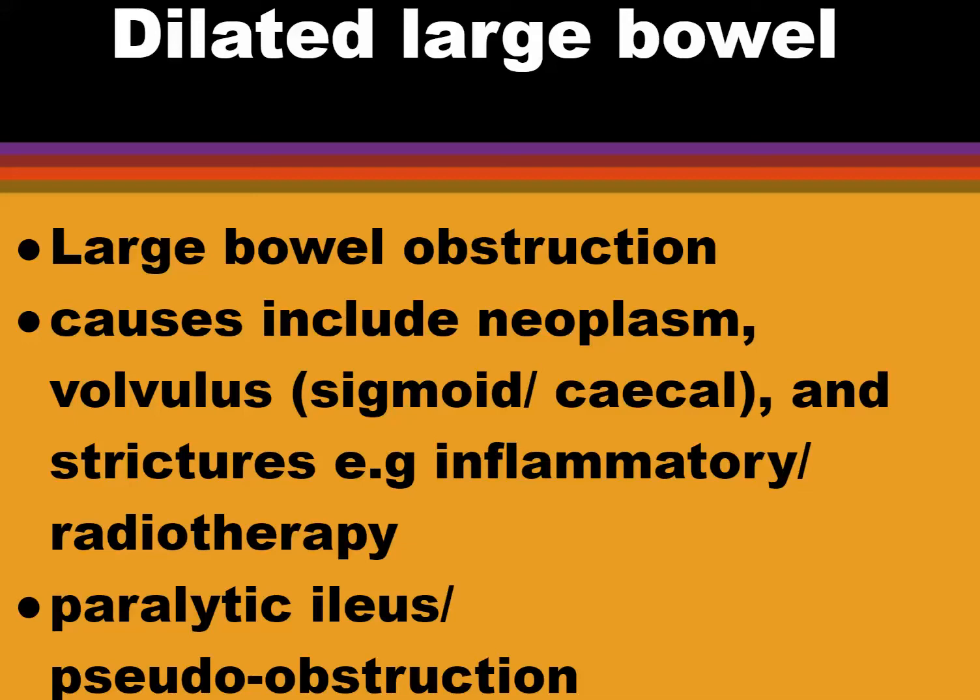Strictures, inflammatory strictures in ulcerative colitis, for example. Radiotherapy can cause fibrosis, scarring, and obstruction. A post-surgical paralytic ileus is where the bowel essentially shuts down because of the surgical insult, or possibly because of anesthesia or biochemical imbalance, and it shuts down and becomes dilated.